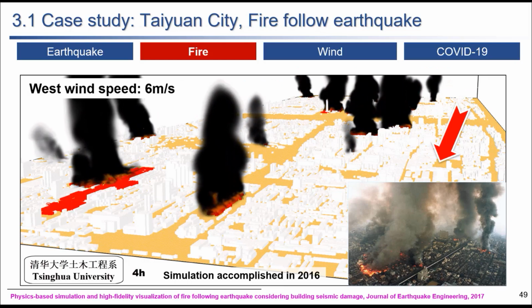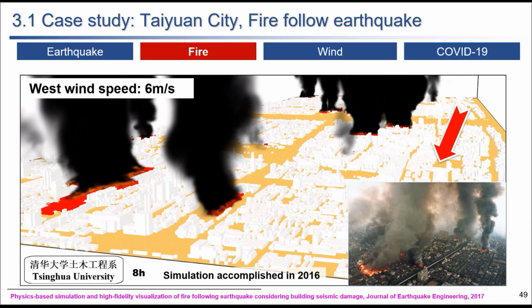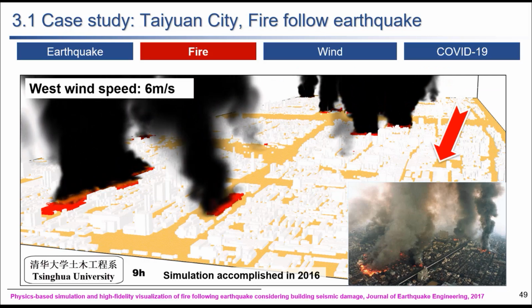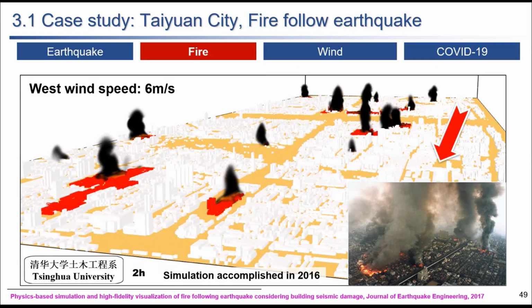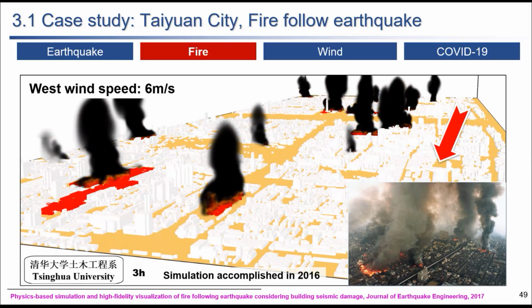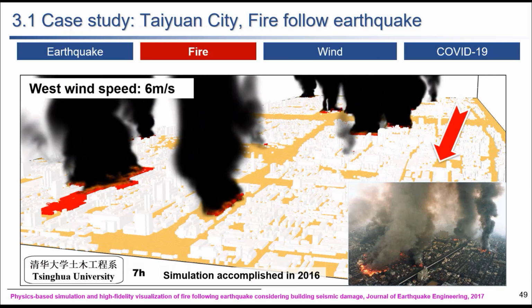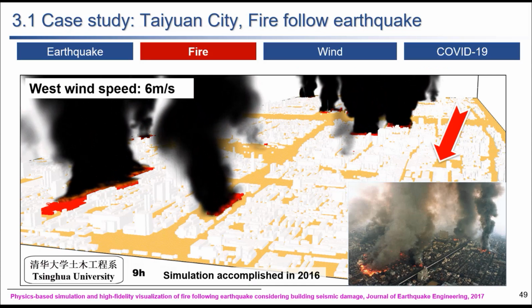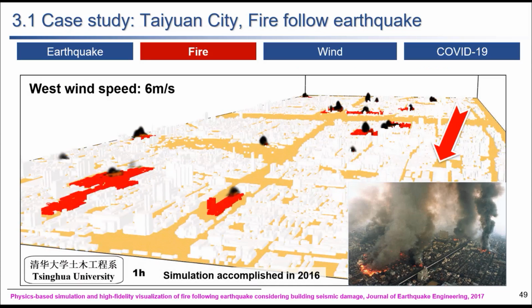Because we are using a physics-based model, we can not only simulate the fire expansion, but also simulate the smoke in an earthquake. At that time, we didn't have a good case. We could just show, on the right, the fire following the Kobe earthquake, and on the left is our simulation. It looks similar to each other.